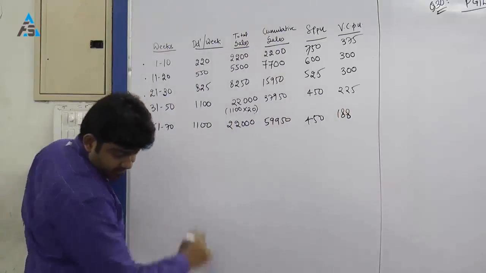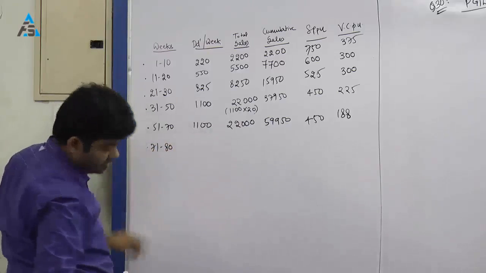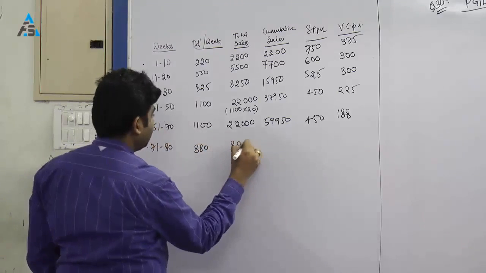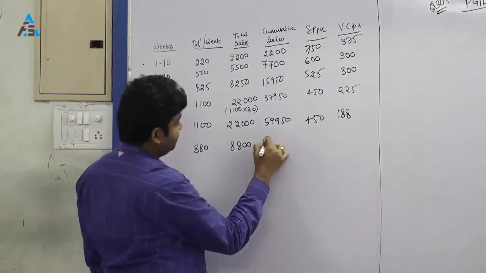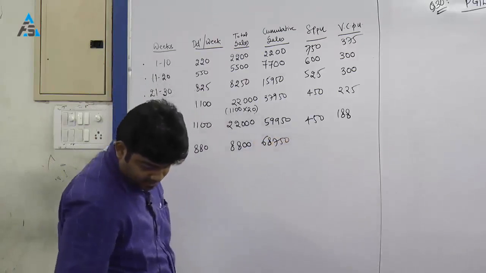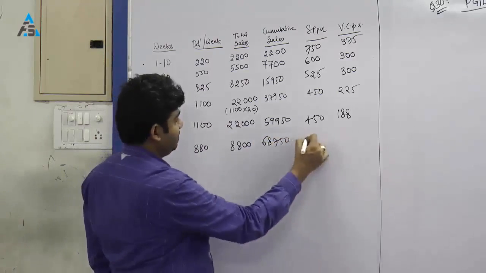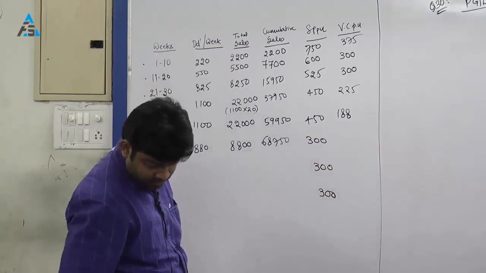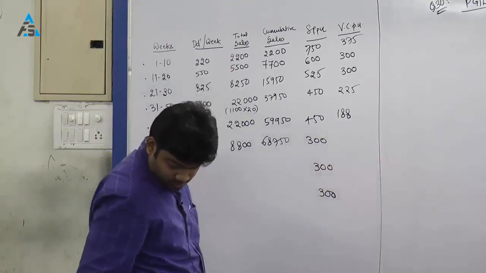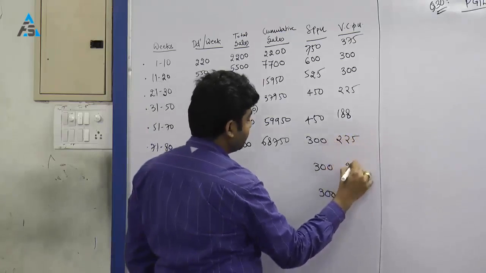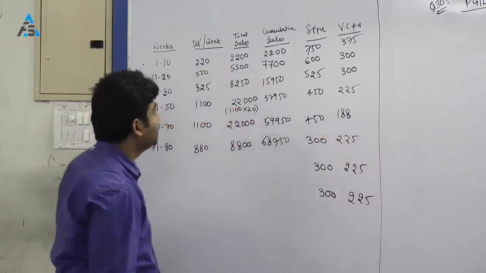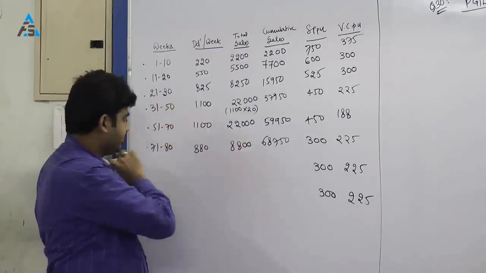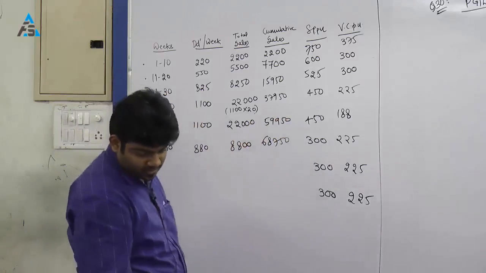We will continue from 71 to 80. The demand per week is given to be 880, so this will become 8,800. 59,950 plus 8,800 will give me 68,750. We are understanding. Selling price per unit now, 59,950 and above, is 300. So now we can just blindly write 300 as far as selling price is concerned, and for variable cost thereafter it is 225. So we can blindly write 225, 225, 225 without any issues. Because this is changing, we will have to find out individually. Otherwise, we would have written directly till 110 or so.